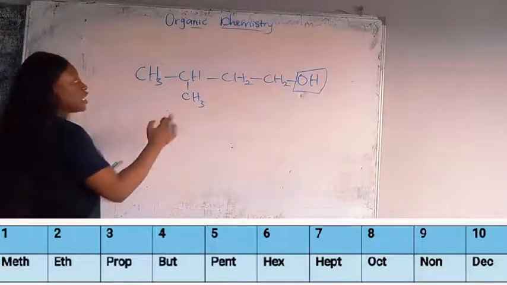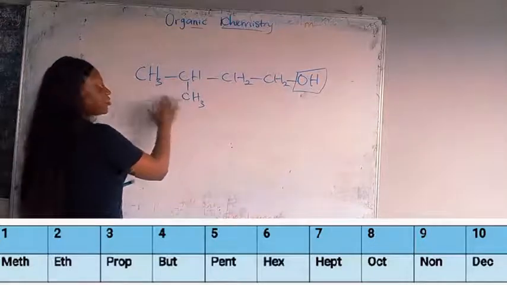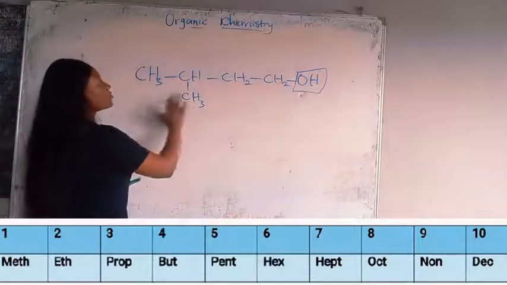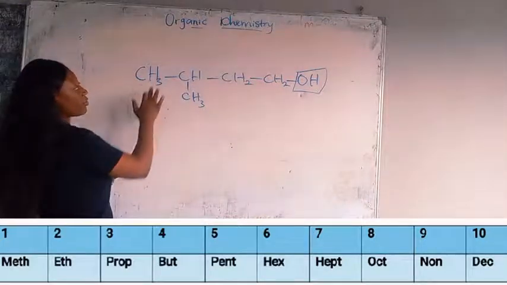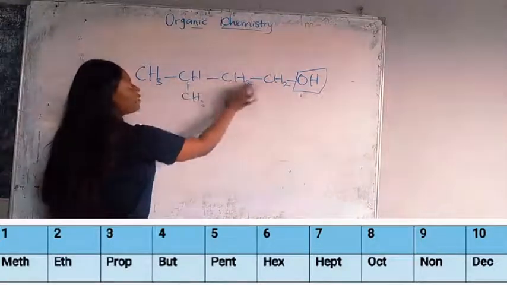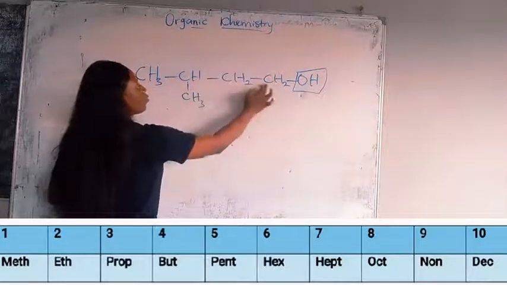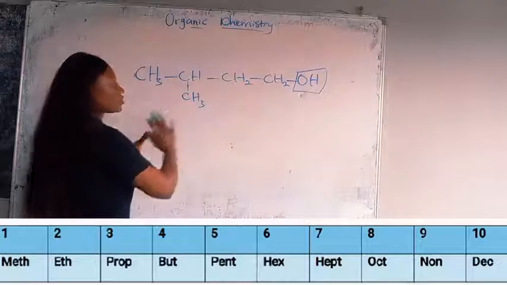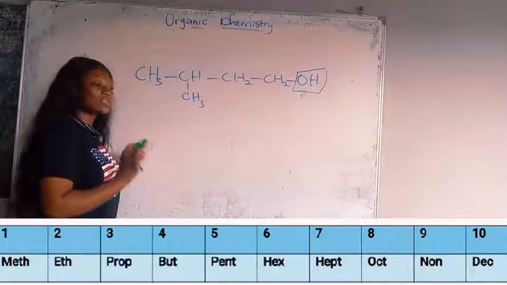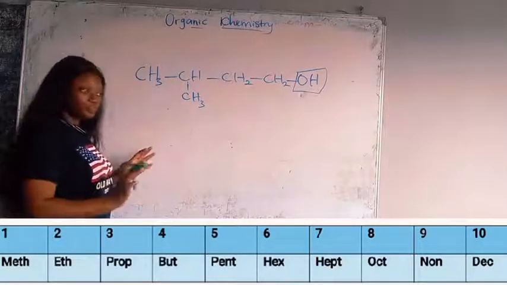Now let us count. If we count like this, 1, 2, 3, we have 3 carbons here. We count straight, 1, 2, 3, 4. We have 4. Counting this way, 1, 2, 3, 4, we also have 4. So whichever way you want to count this compound, the longest continuous carbon chain is 4.